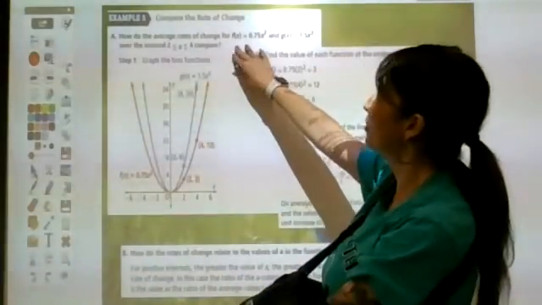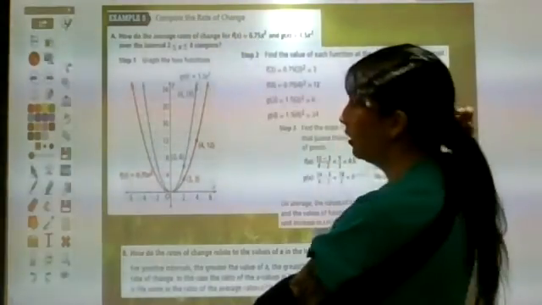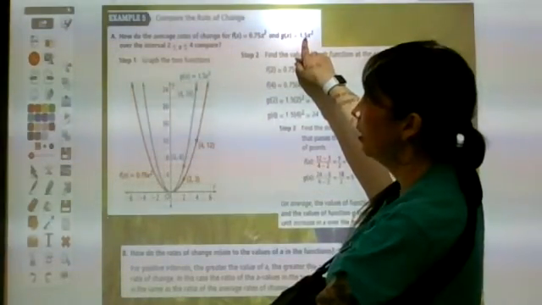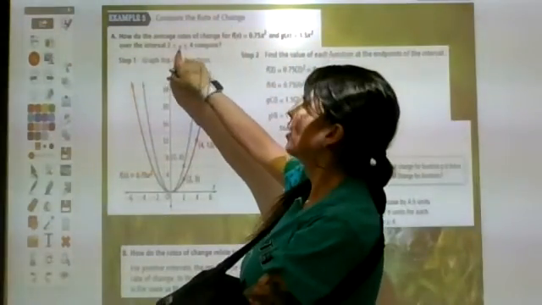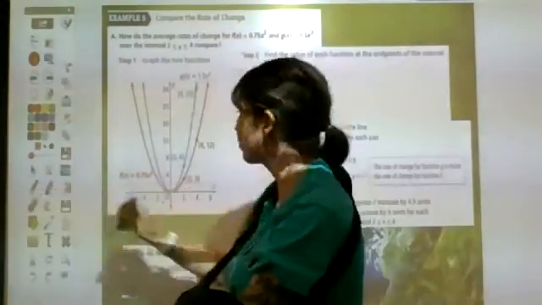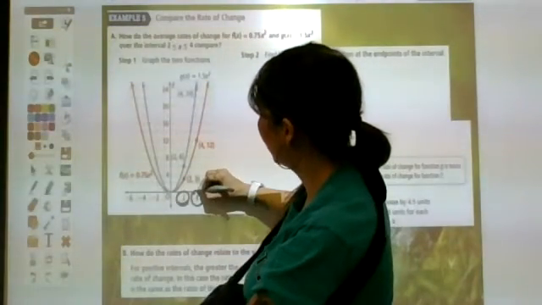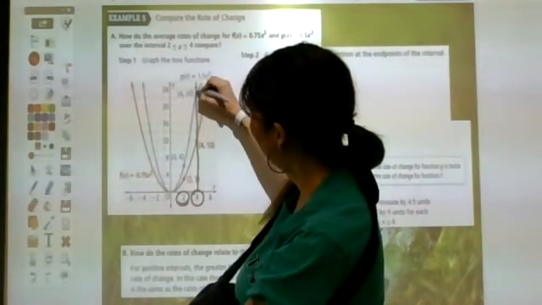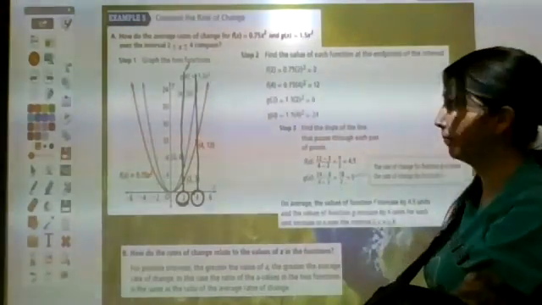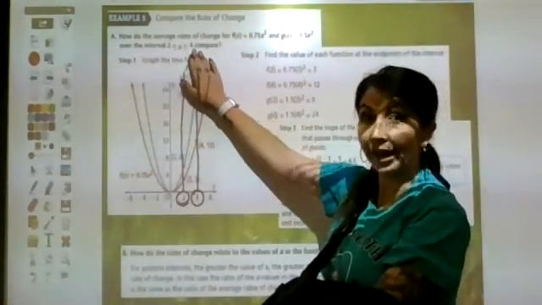So how do the average rates of change compare for f of x equals 0.75x squared, where a is less than 1 so it got wider, and g of x equals 1.5x squared, where a is greater than 1 so it's narrower, over the interval where x is greater than or equal to 2 but less than or equal to 4. So now, guys, we're just looking between 2 and 4. Between 2 and 4 on this, I am just comparing this area. We're just looking there.